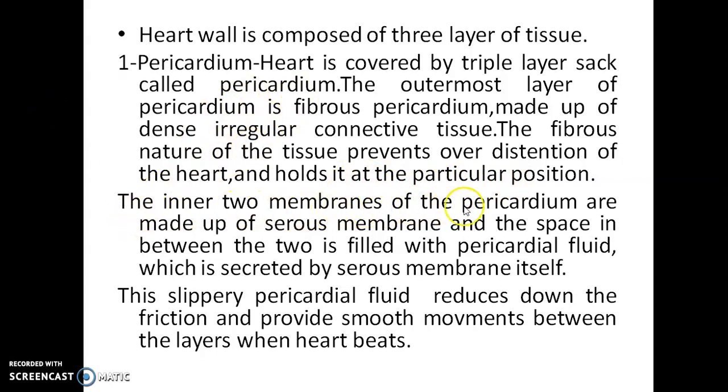The inner two membranes of the pericardium are made up of serous membranes. These serous membranes secrete a fluid called the pericardial fluid, which is stored between these two membranes. It prevents friction as well as provides smooth movement between the two layers of the heart.